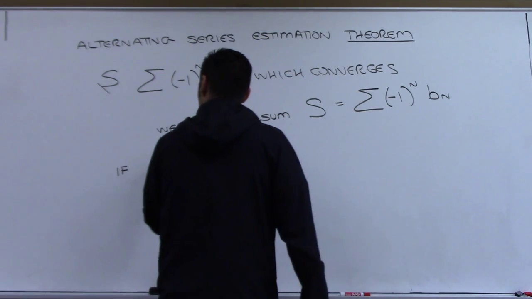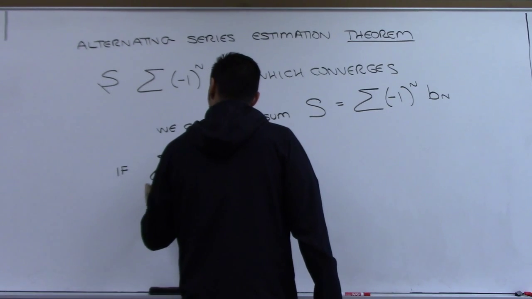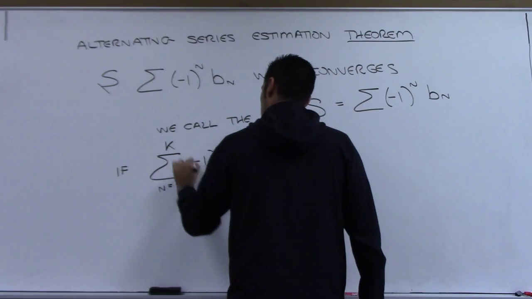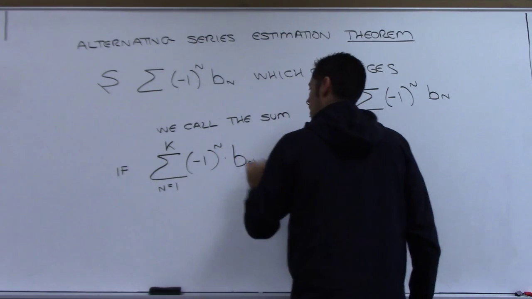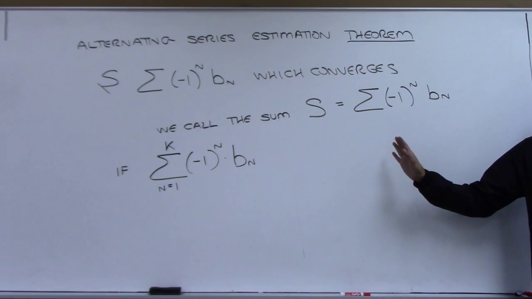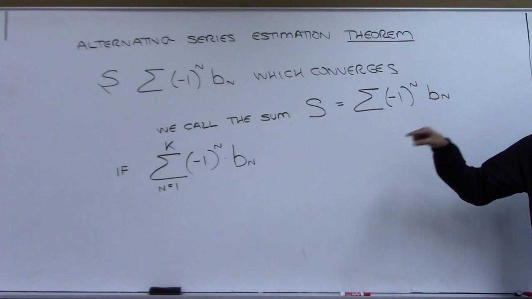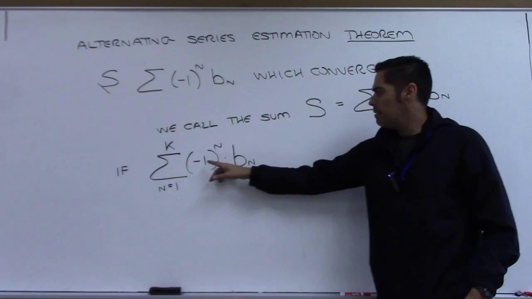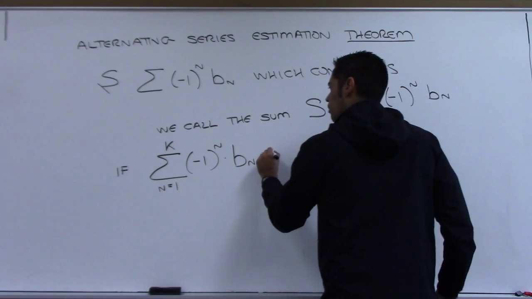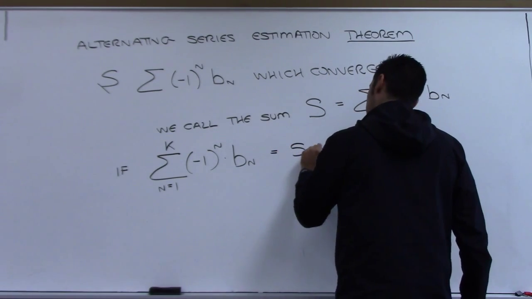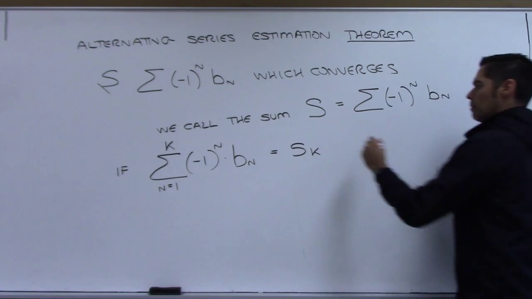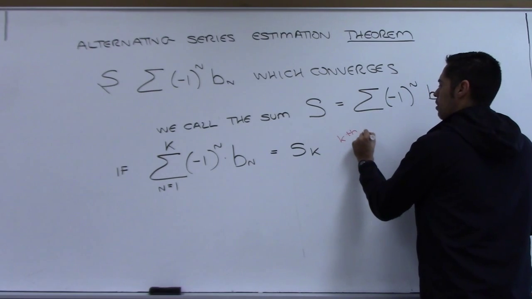if you take the sum n equals 1, and let's use k up here, of (-1)^n b_n, that would be the sum of the first k pieces, wouldn't it? So it would be plug in 1, then plug in 2, then plug in 3, and stop at k, wouldn't it? So we'll call this S sub k. It's the kth partial sum.